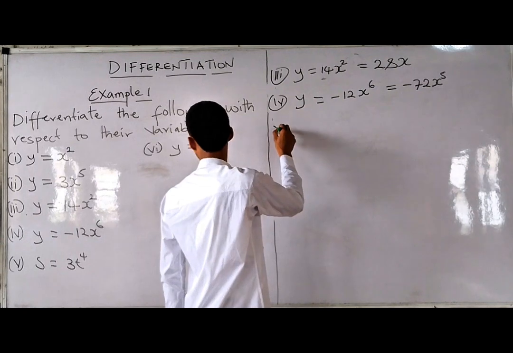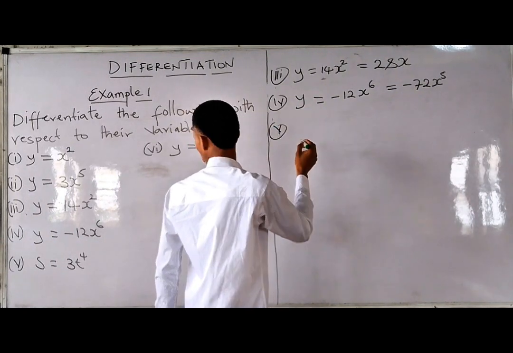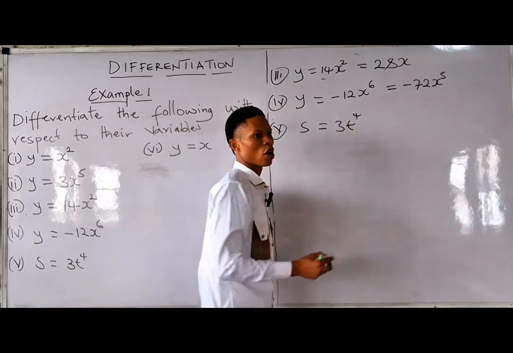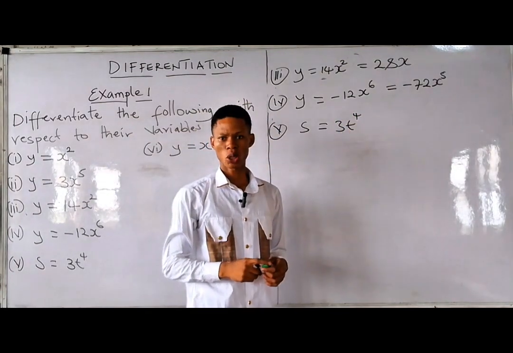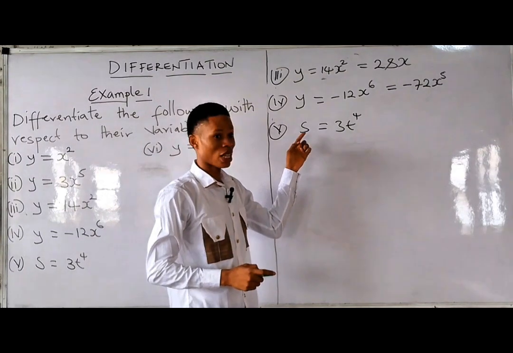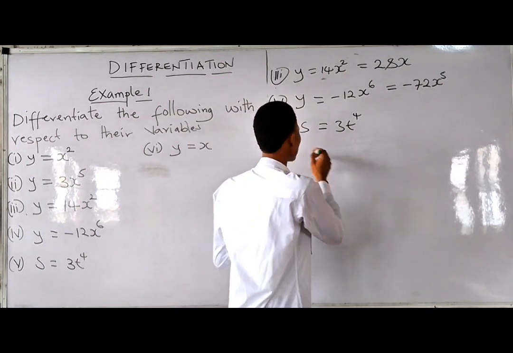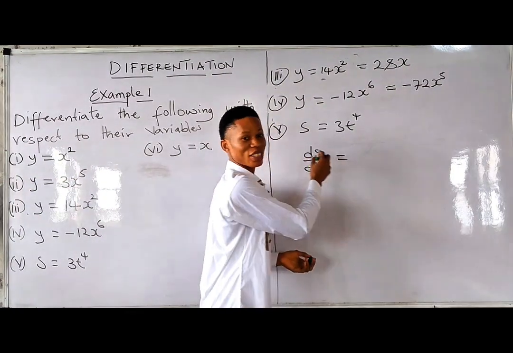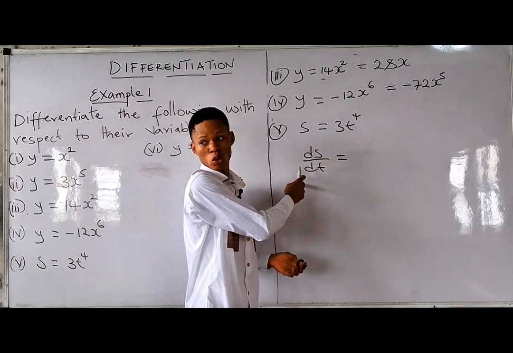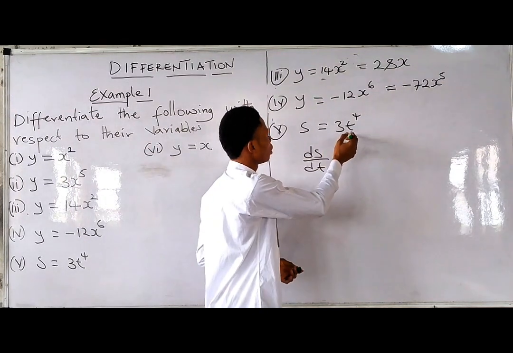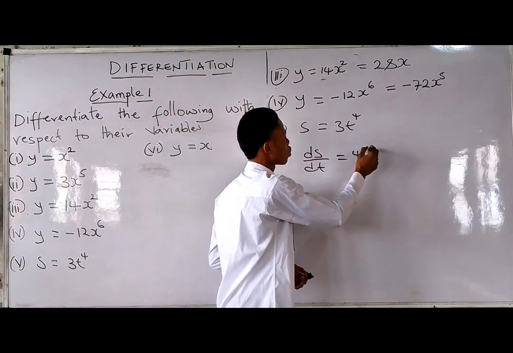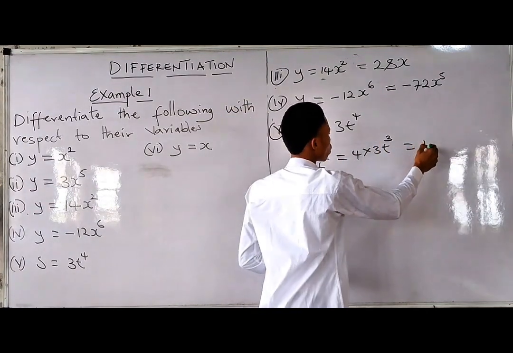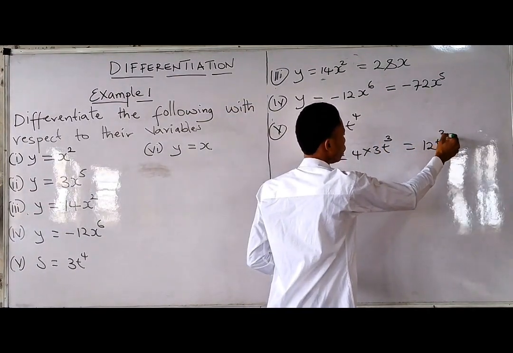The next one, number 5, s equal to 3t raised to power 4. Now what are we differentiating here with respect to what? We are differentiating s with respect to t, right? So if you are writing it, you will write something like ds over dt. Let's differentiate s with respect to t as the equation goes. Now here, this will be 4 times what? 3t raised to power what? 3, right? So this will give me what? 12t raised to power 3.